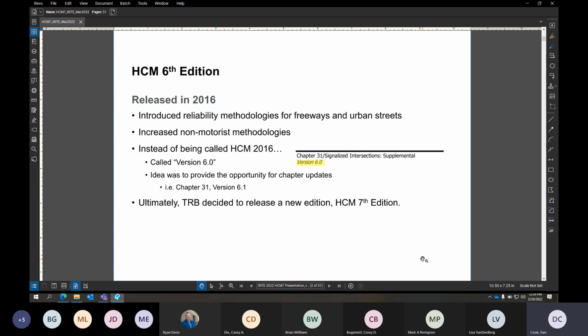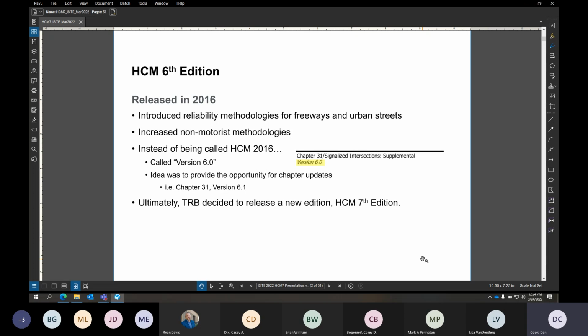A little more background on the 6th edition. Prior to that, you can think of HCM 2000, HCM 2010. There was a conscious decision to call this one version 6.0 or 6th edition. The idea behind that was that it would provide opportunity for chapter updates. Since the HCM was getting so big and there's a lot of research going on, if we have a chapter that has an update, we don't have to come out with a completely new Highway Capacity Manual just because there's a new two-lane highway methodology or something like that. The idea would be like version 6.1, and it could be released in either paper copy or electronic copy.